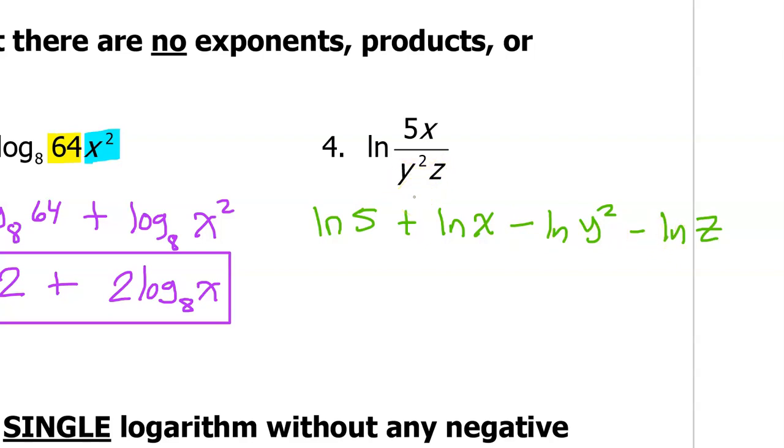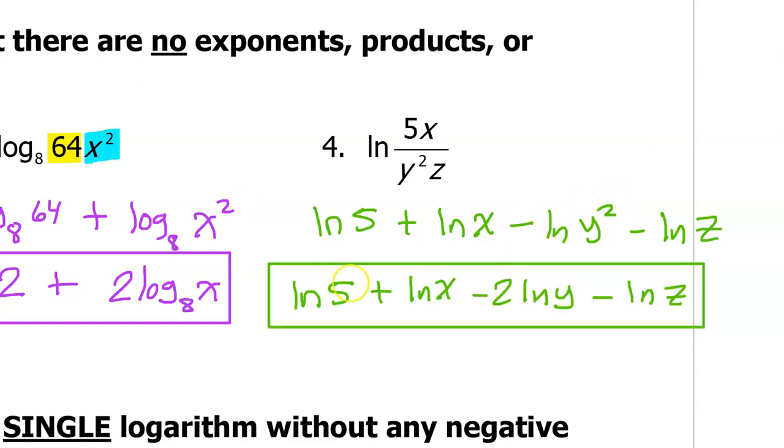Is there any power rule that we can do to finish this problem off? Yes, the y squared. The 2 in front. The y squared, we can put the 2 in the front. So this would be the final answer for number 4.